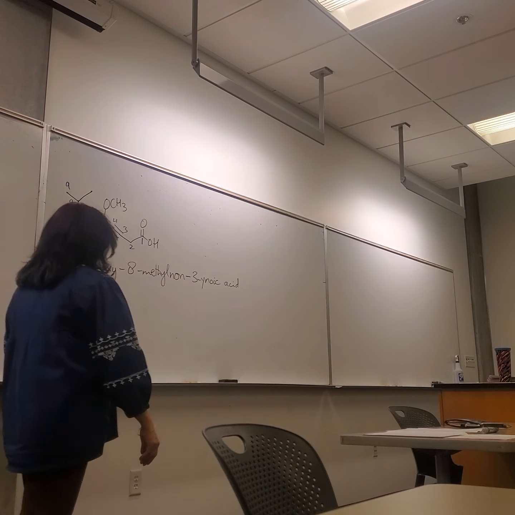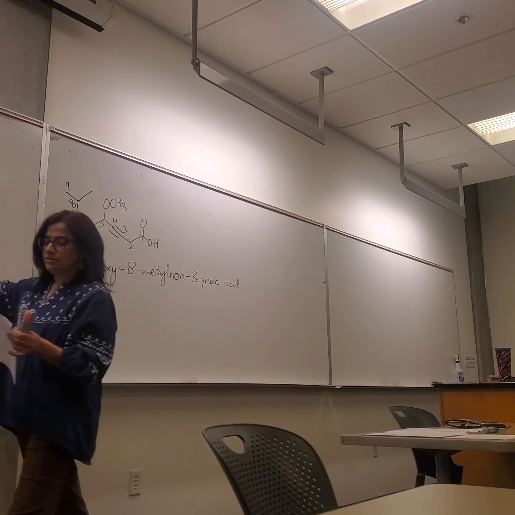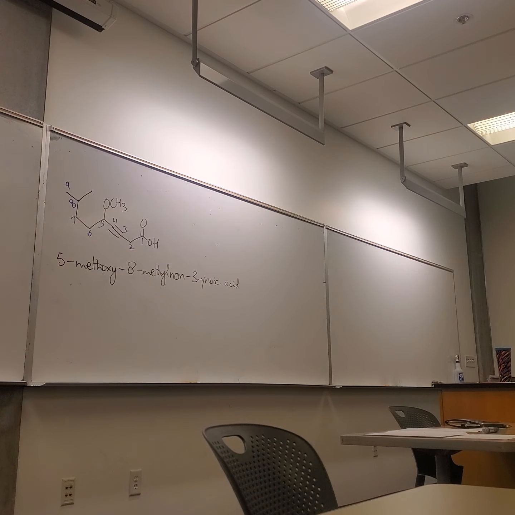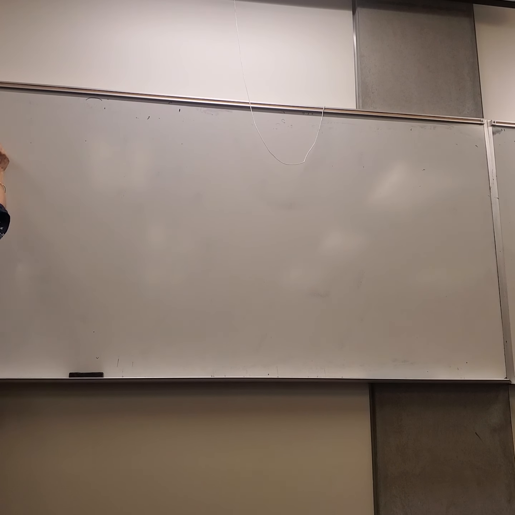Let's look at the next one. That's a cyclic one. You have the structure in front of you, I don't have to draw it. Can you just tell me the name? What do you guys think? 2-oxo. The keto group as a group is an oxo group. And then?